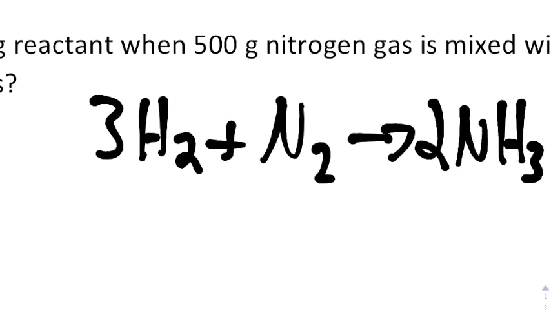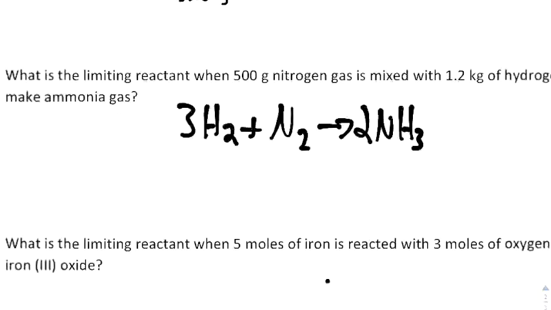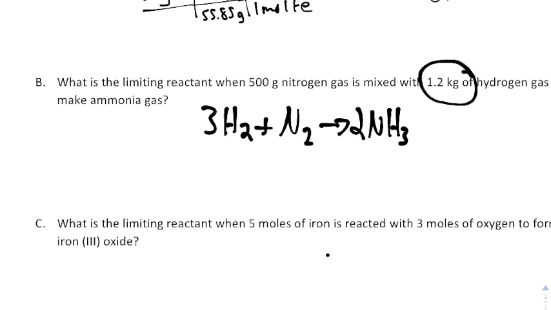There's our reaction. Now you're going to do the same thing we did above. One of the tricks right here is this is kilograms, meaning it's 1,200 grams. So 1,200 grams of hydrogen. Do the same thing that we did above and see if you can figure out what the limiting reactant is.